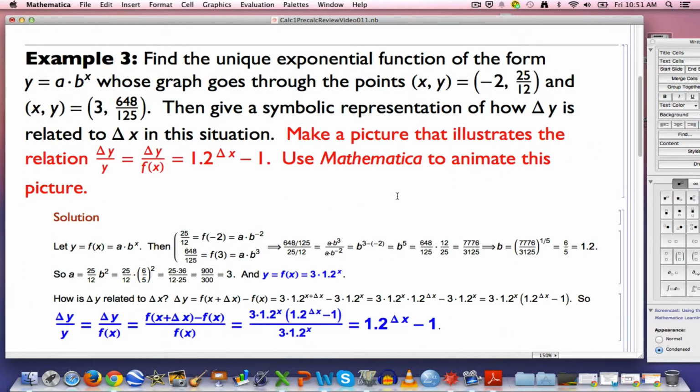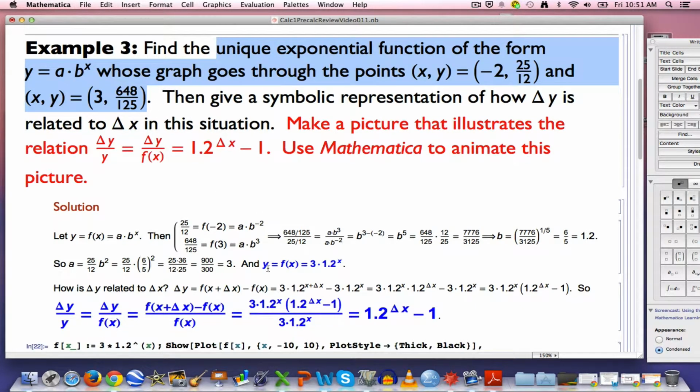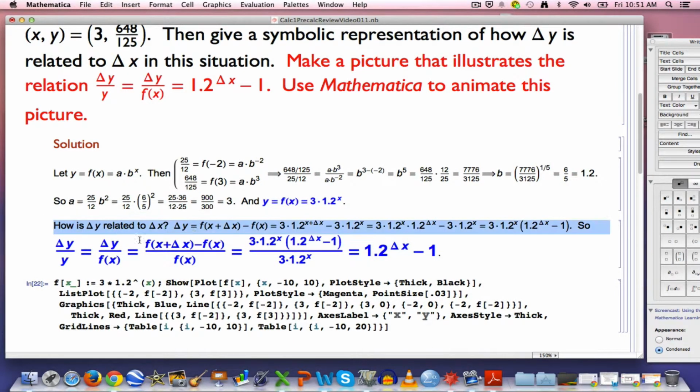This was the example from the last video where we fit a unique exponential function through 2 points that are kind of weird looking points, but it came up with a pretty simple formula for going through those points. y equals f of x equals 3 times 1.2 to the x power. Alright, we want to understand this with Mathematica now, and in particular we want to understand this issue here. How is delta y related to delta x? It's kind of a complicated relationship. Delta y doesn't just depend on delta x, it also depends on x itself in this complicated way.